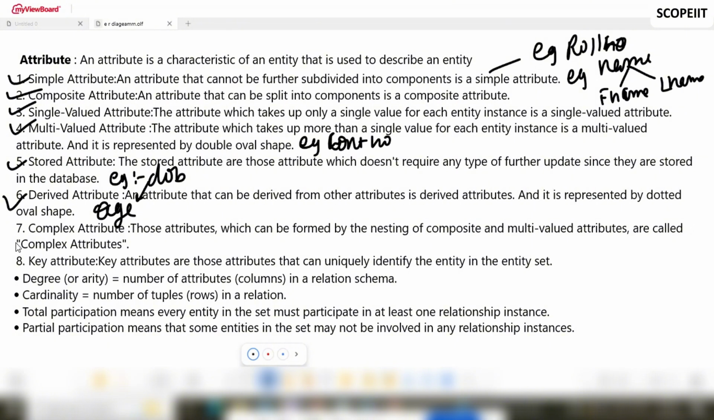Next, the last one, key attribute. The key attributes are those attributes that can uniquely identify the entity in the entity set. That means the attribute which is having the primary key. That attribute is known as your key attribute.